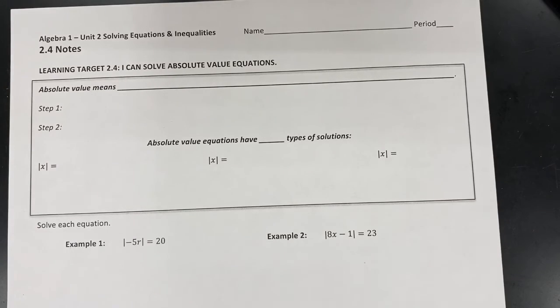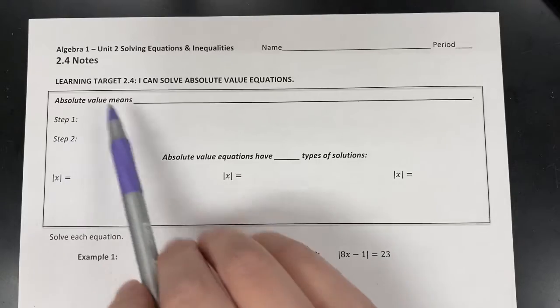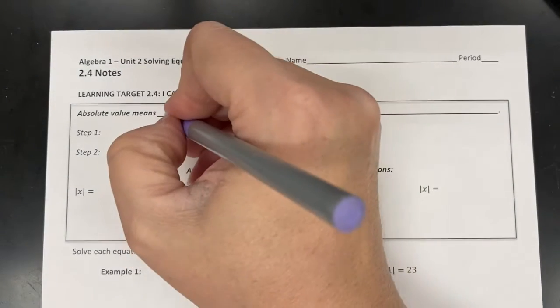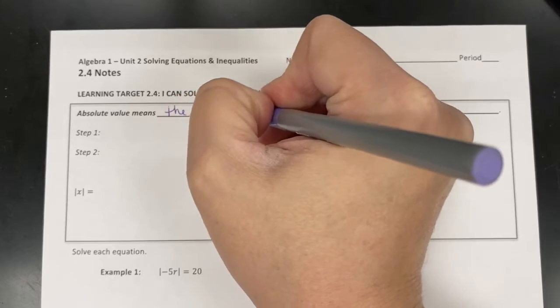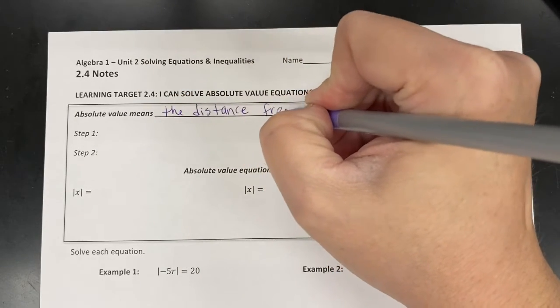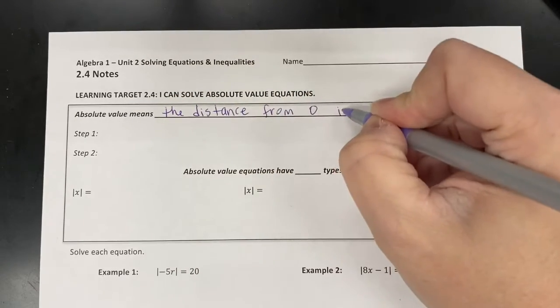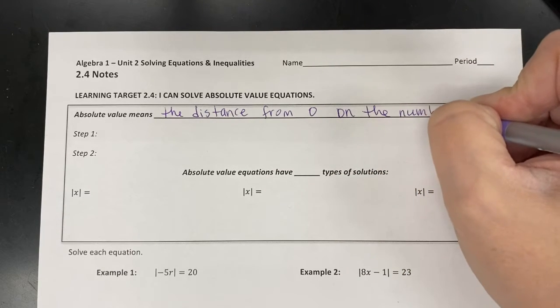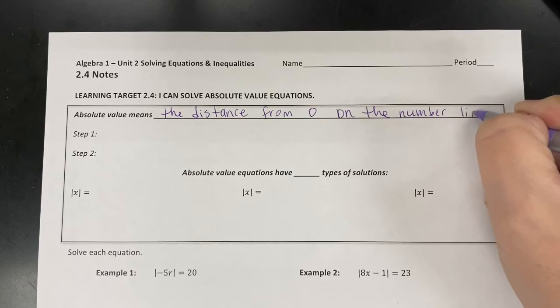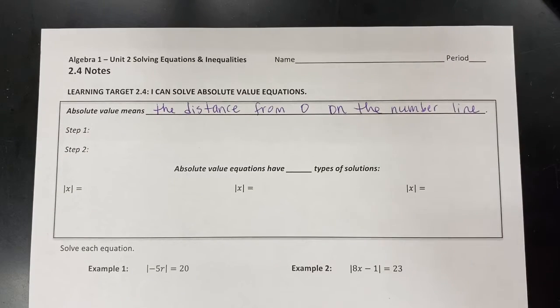Hi Algebra. Today we're going to be taking a look at Learning Target 2.4, which is I can solve absolute value equations. So absolute value means the distance from 0 on the number line. That's the definition of absolute value.